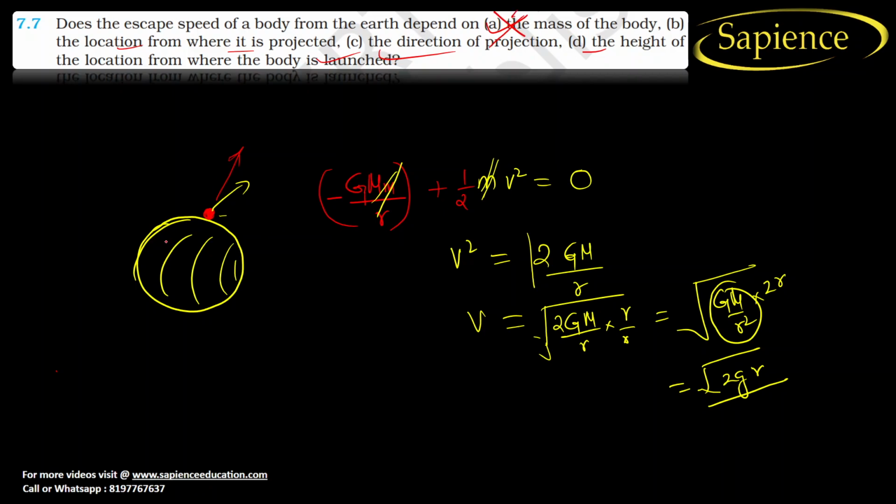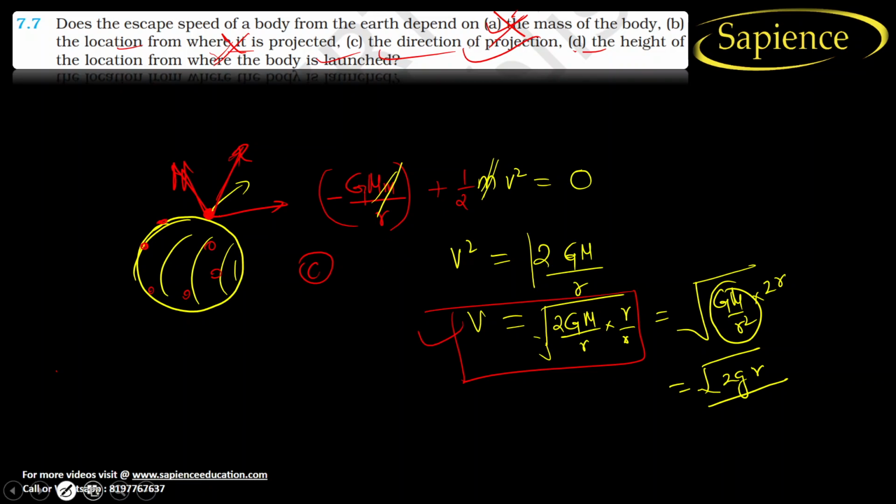Second, location. It does not depend upon location either. You can keep the object anywhere on the Earth's surface, so it will not depend upon the location. Now the third one, option C, is the direction of the projection. It does not depend in which direction you are throwing it, perpendicularly or at an angle. So it also does not depend upon the direction of the projection, because we have got this type of expression where no direction is required.